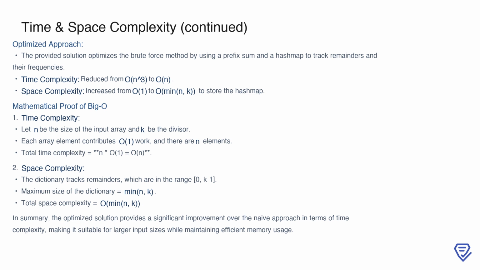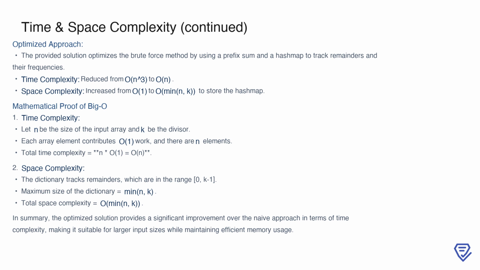The optimized solution achieves its efficiency by leveraging the prefix sum technique and a hash map to store remainders and their frequencies, replacing the need to generate all subarrays. This reduces the time complexity from O(n³) in the brute force approach to O(n). Although the space complexity increases from O(1) in the naive solution to O(min(n, k)) due to the hash map, this trade-off is well worth it for the significant improvement in runtime.